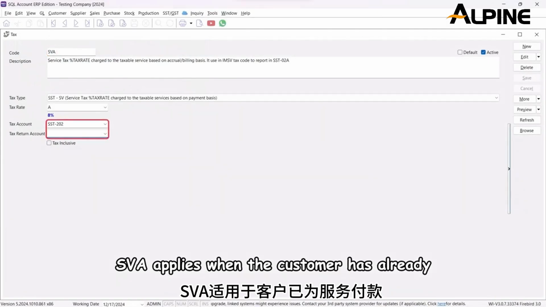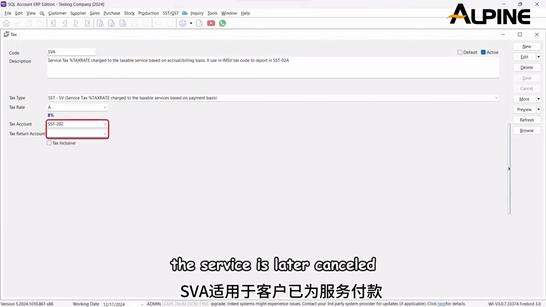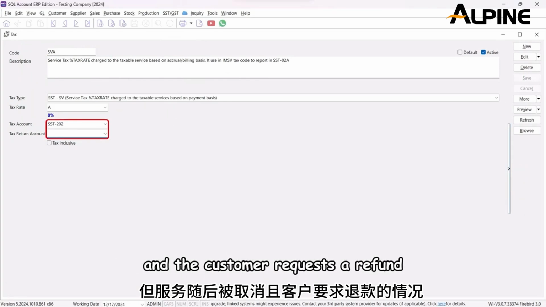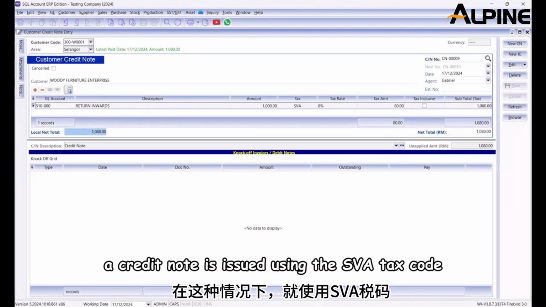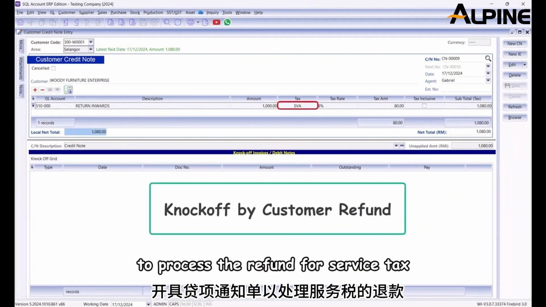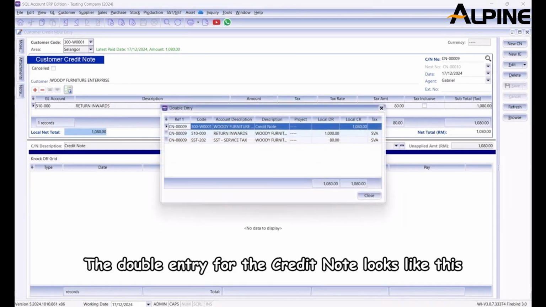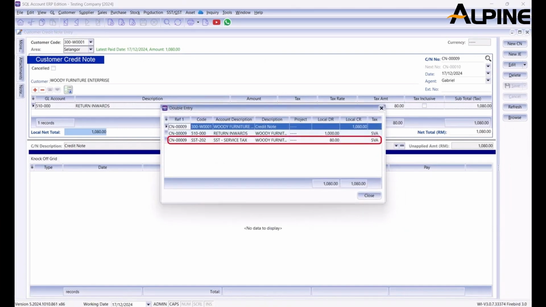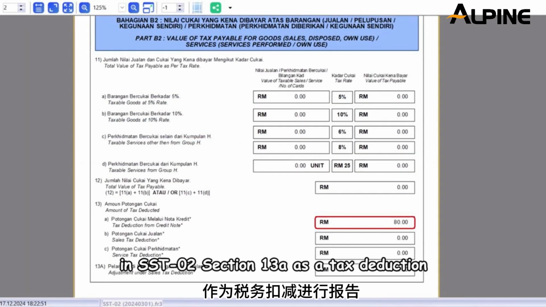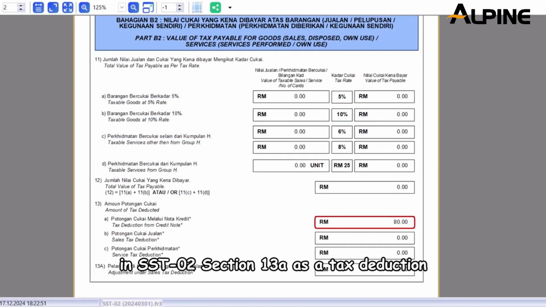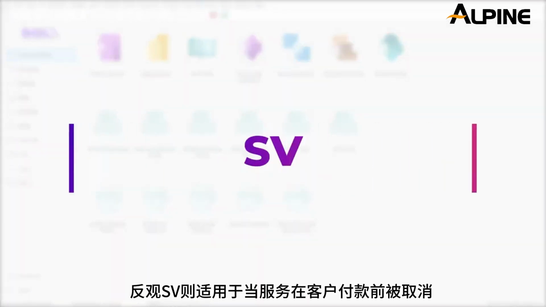SVA applies when the customer has already made payment for the service, the service is later cancelled, and the customer requests a refund. In this case, a credit note is issued using the SVA tax code to process a refund of the service tax. The double entry for the credit note looks like this. Selecting the SVA tax code will debit the tax amount to the SST service tax account. This credit note adjustment is reported in SST02 Section 13A as a tax deduction.